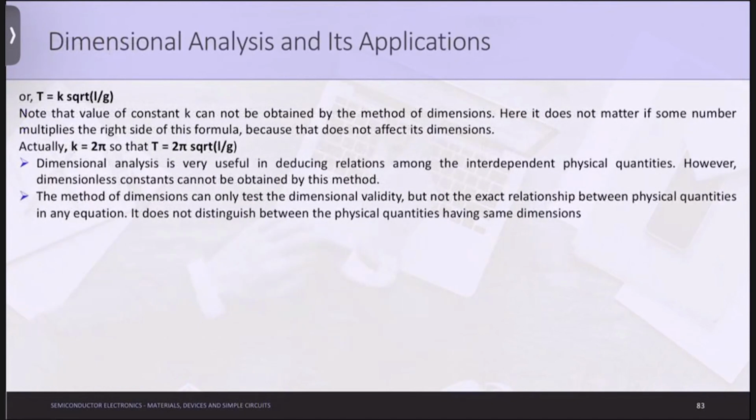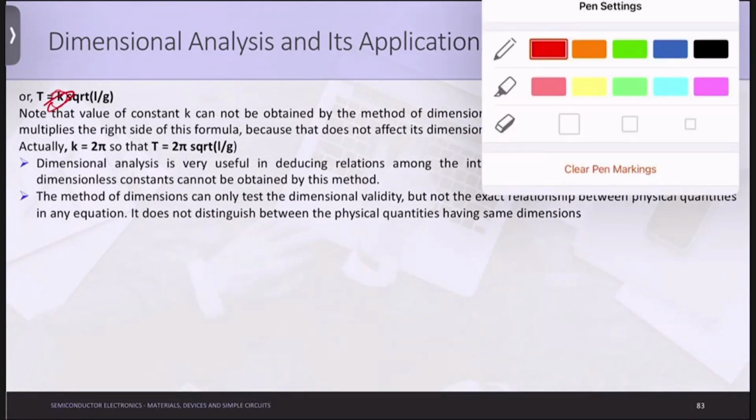But yes, we could not understand what this factor k is. Okay, so when several other calculations were done, we finally found out that this value was 2 pi. But this value of k cannot be found using dimensional analysis. So note that the value of the constant k cannot be obtained by the method of dimensions. It does not matter if some number multiplies the right side of this formula, because that does not affect its dimensions. So any factor can be multiplied here, but the final accurate value is k equal to 2 pi.